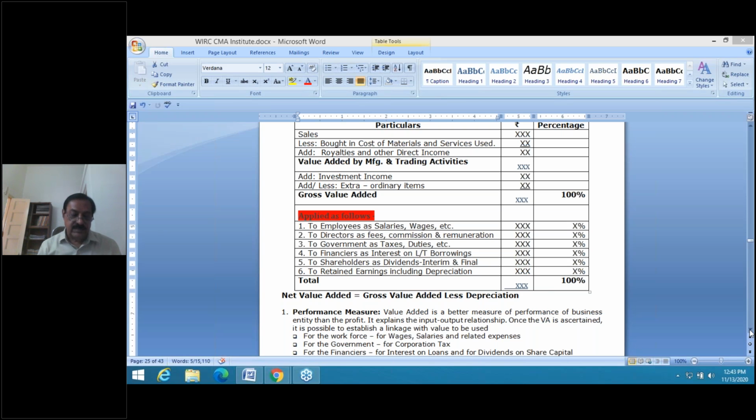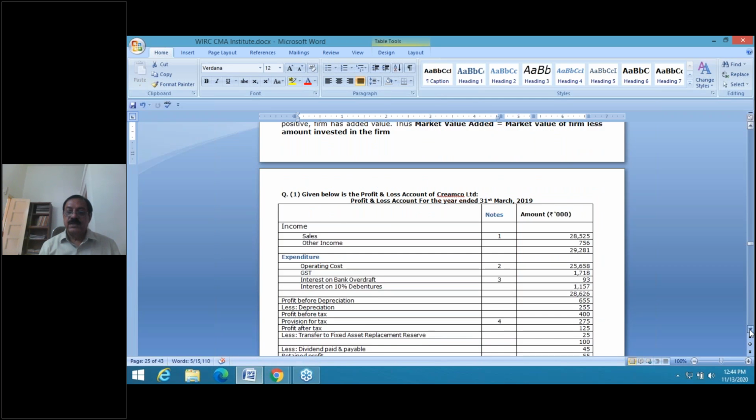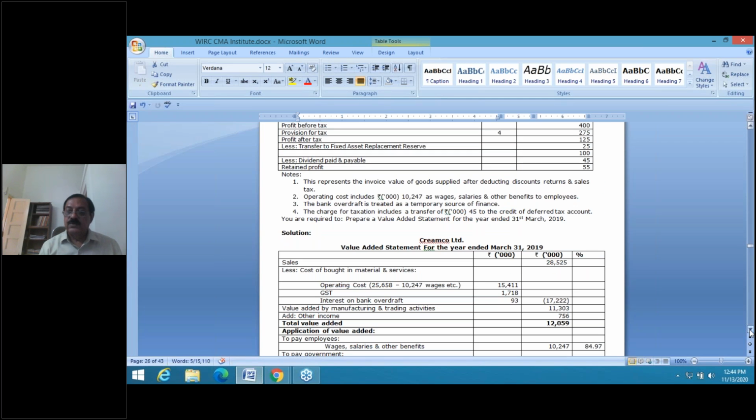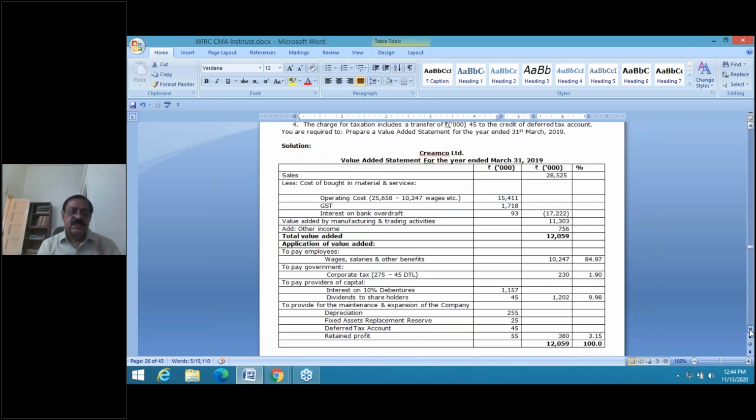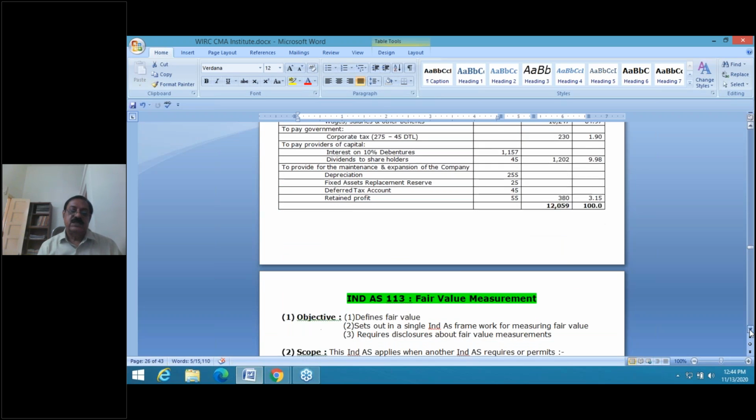So this is format based. I have given one illustration. You can refer to this illustration. It is just a different presentation of your financial profit and loss account only.